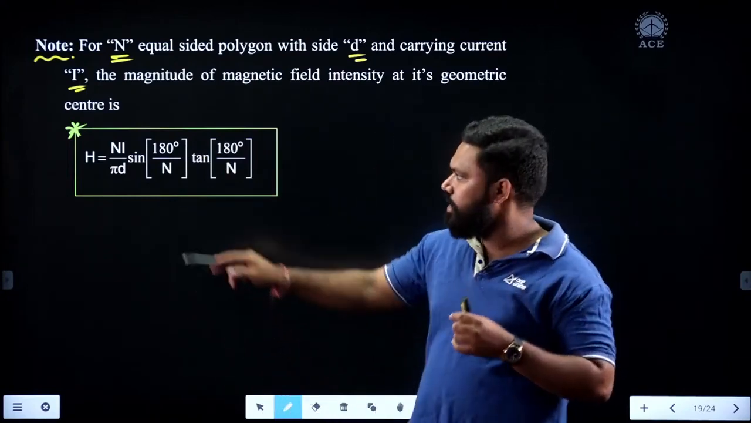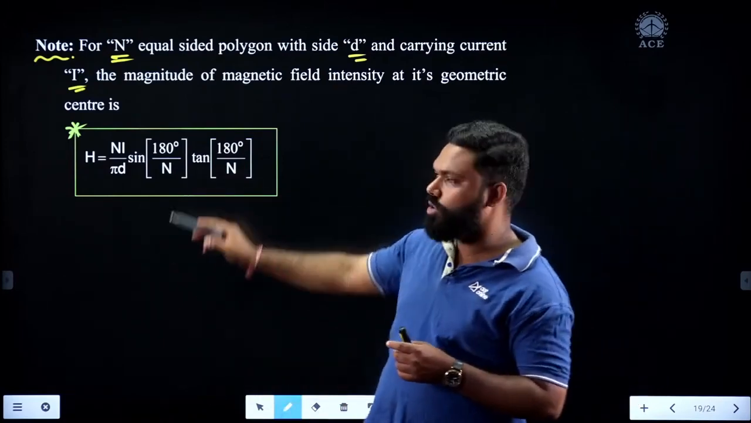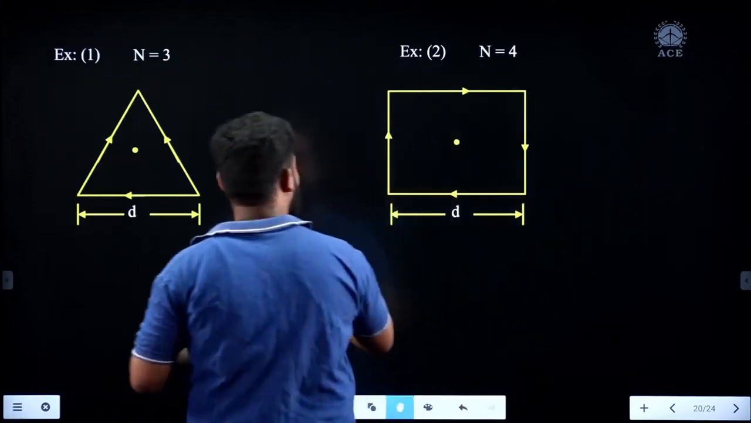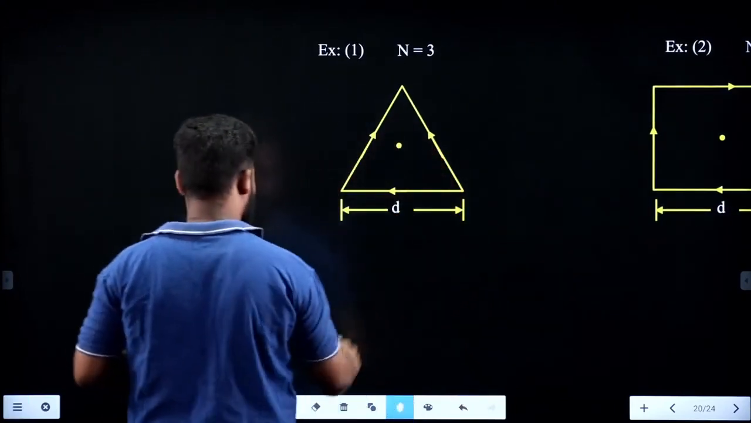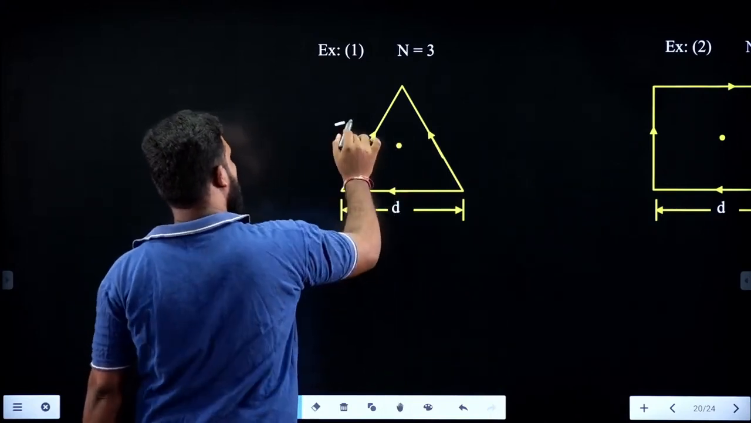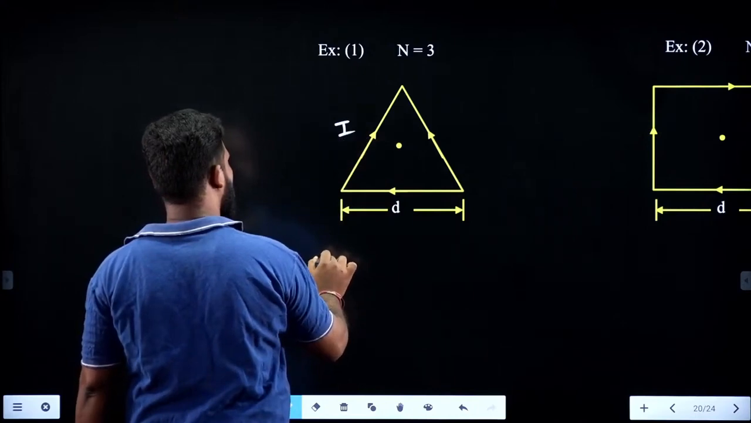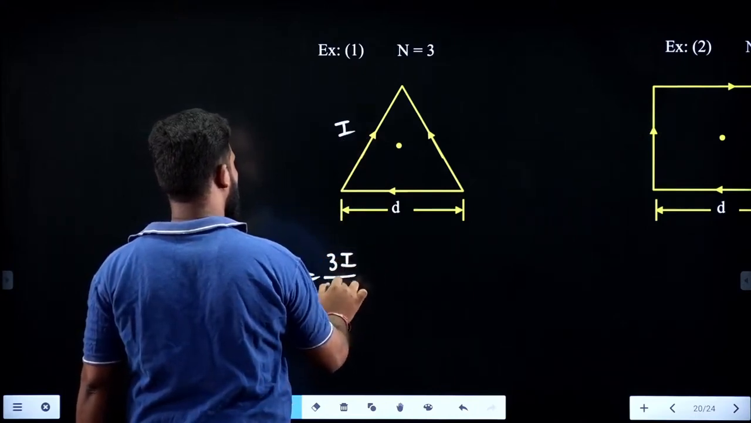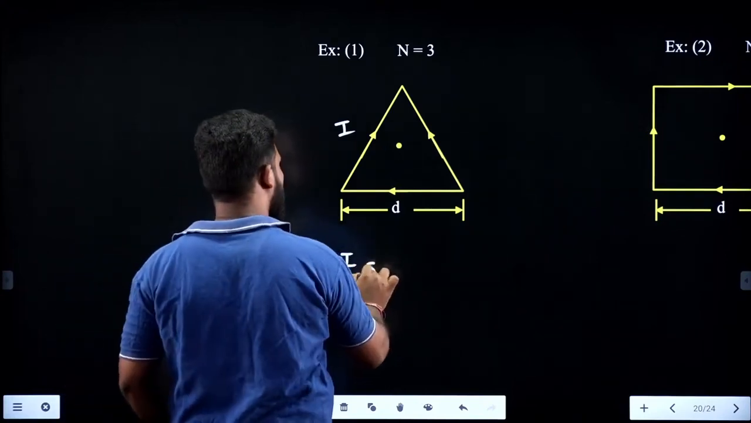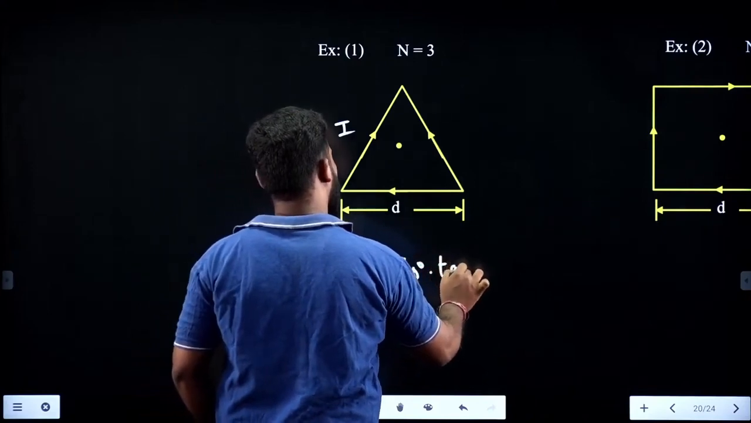So for the triangle n is equal to 3, for the square n is equal to 4. If n is equal to 6, it is hexagonal. Let us take some examples here. See here, if the current carrying conductor is like this, then what happens to the magnetic field at the center? Let us say it is carrying the current I amperes. So H is equal to nI by pi d, it is 3I by pi d, sine of 180 by 3. What is 180 by 3? Sine 60 into tan 60.